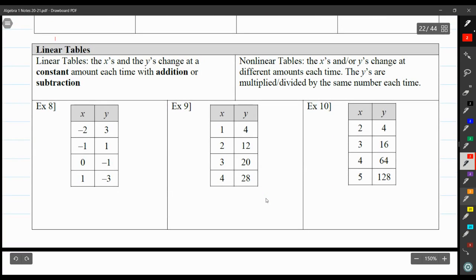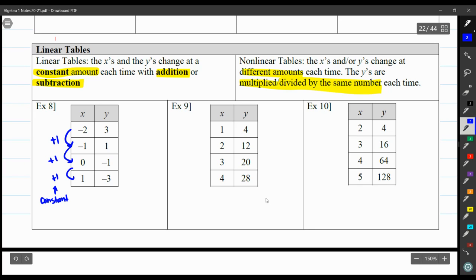With tables, linear functions have a constant change in the x's and the y's, and it's always with addition or subtraction. Nonlinear tables change at different amounts, and you can be multiplied or divided by the same number. So linear tables are changing at the same rate with addition or subtraction. If you look at number 8, let's check our x's. To get from negative 2 to negative 1, I have to add 1. Negative 1 to 0, I add 1. 0 to 1, I add 1. So far, this is constant. And it's addition, so this is okay so far.